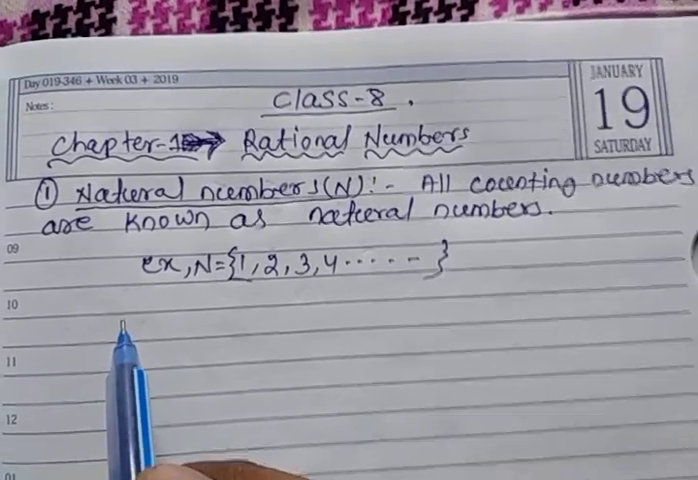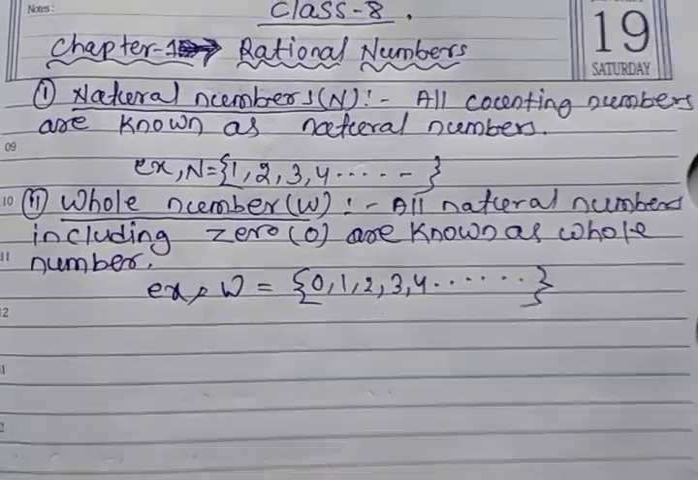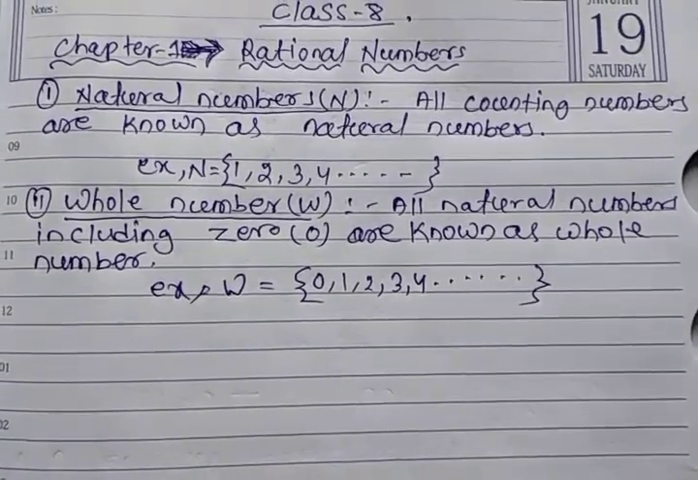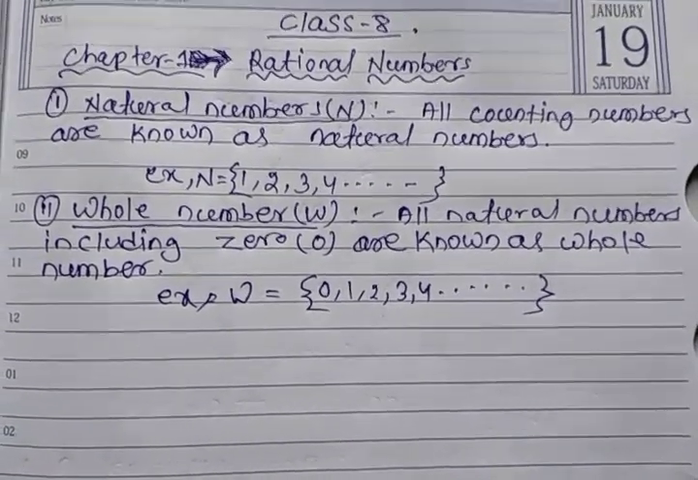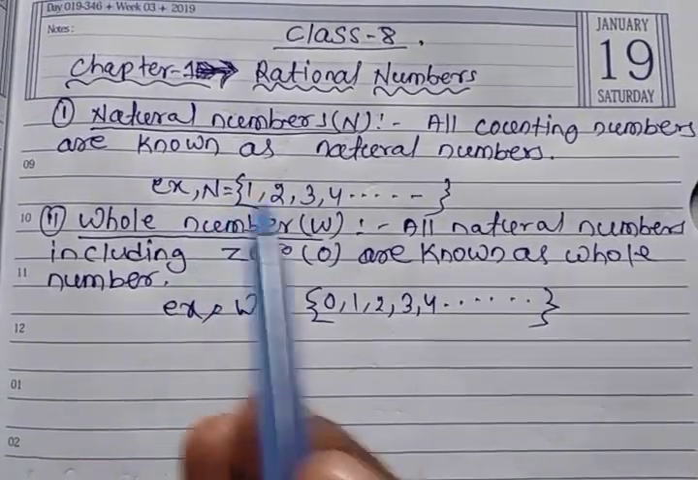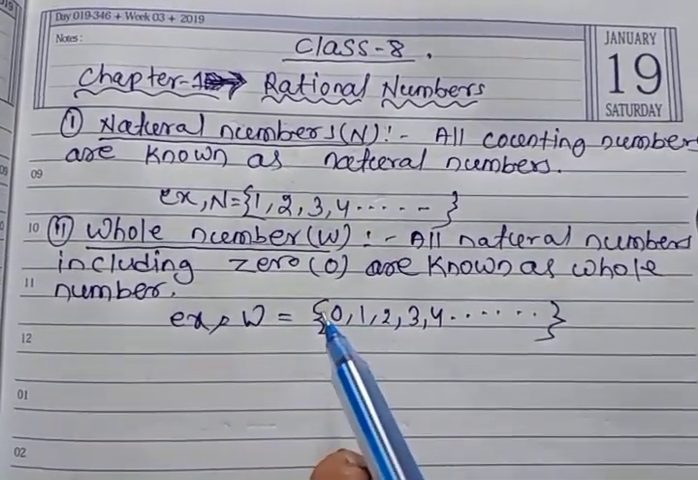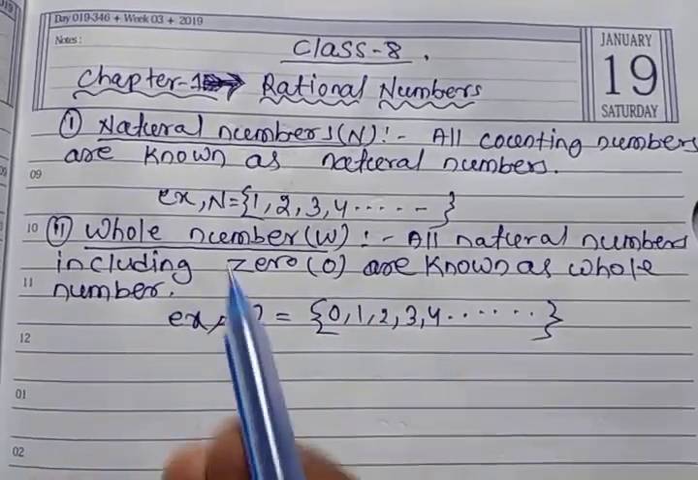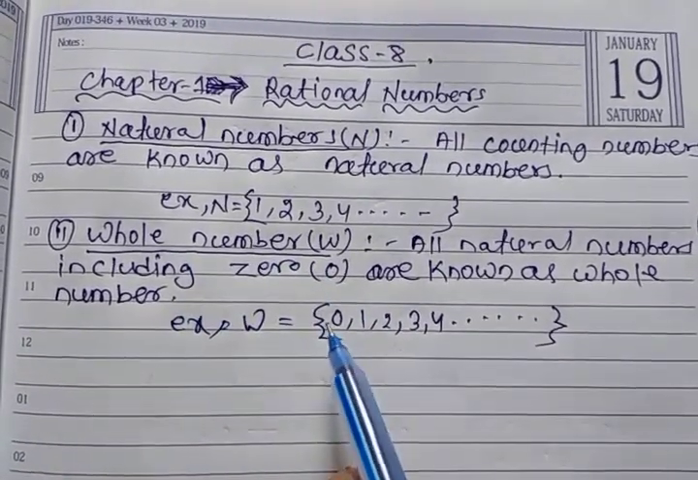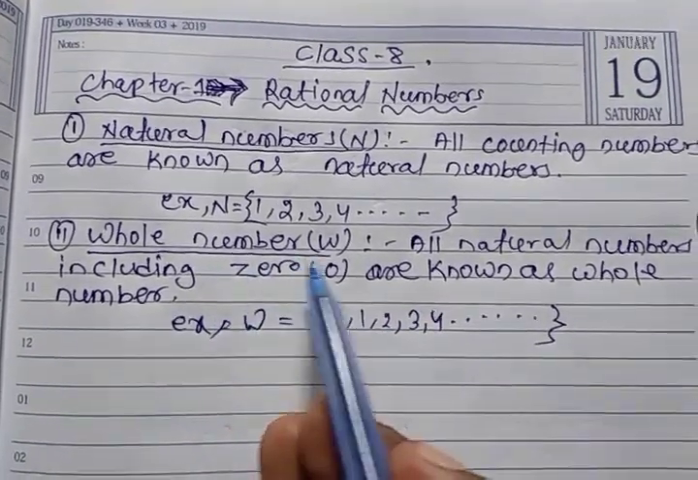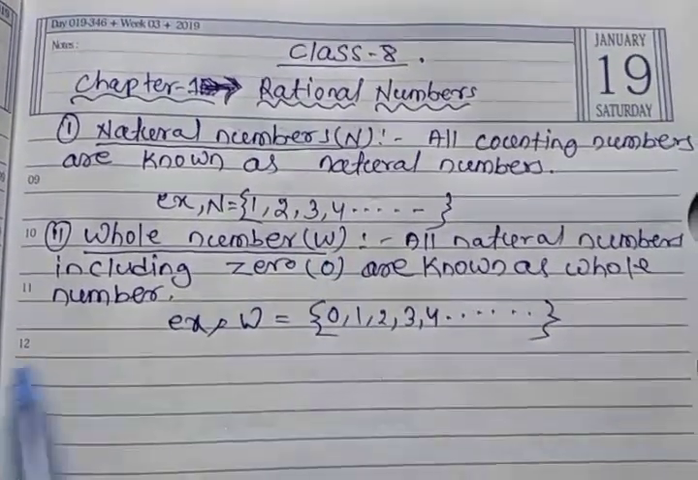Then second is whole numbers. All natural numbers including 0 are known as whole numbers. All natural numbers means 1, 2, 3, 4. Then we add an extra 0. So the whole set represents the whole numbers, meaning 0 plus all natural numbers, and it is represented by capital W.